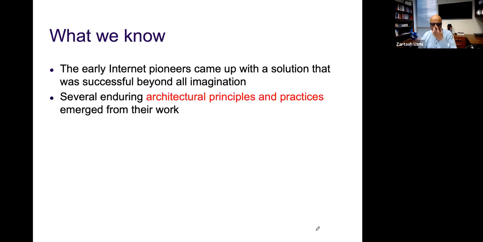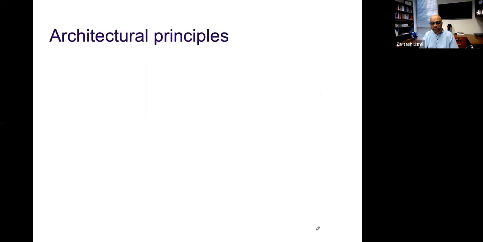So several enduring architectural principles and practices emerged from that. As the internet started evolving, the number of devices on the internet started increasing. We had to have some sort of architectural principles and practices. Otherwise, we would not have been able to scale. ये scale हम बढ़ा ही नहीं सकते थे अगर हम कुछ principles and practices को follow ना करते. And those principles and practices are the topic of this course.